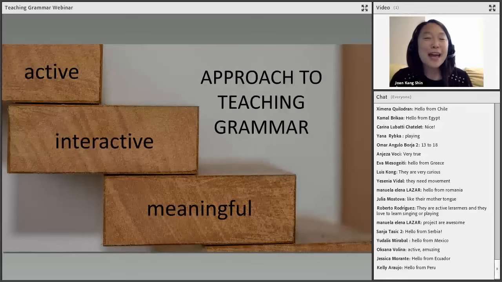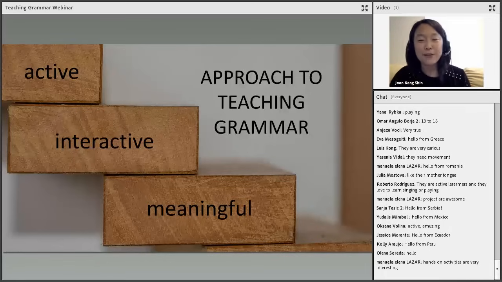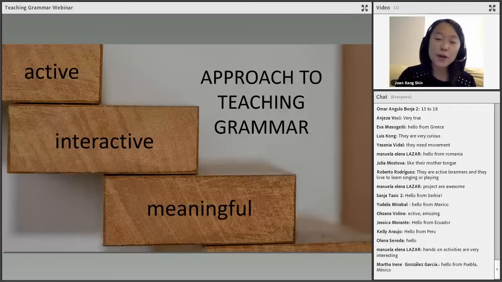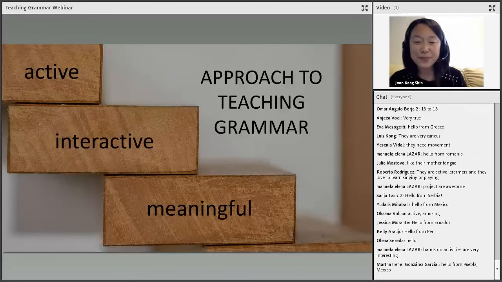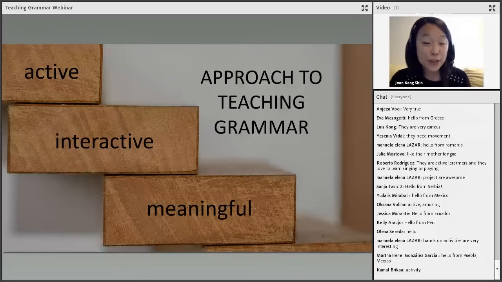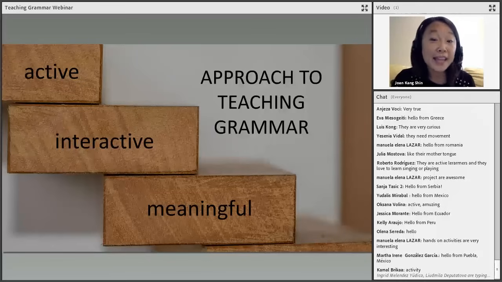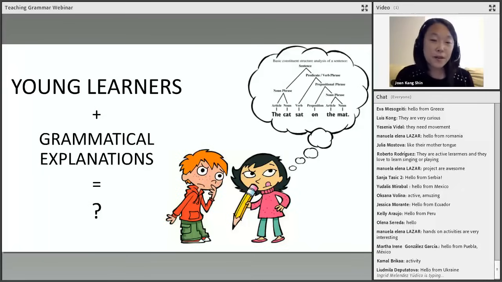With language, that means that the learners need to experience the language through lots of meaningful exposure and input. Right? So lots and lots of meaningful input. So children are also social learners, as we said, and language is all about communication. So your approach also needs to encourage interaction. And as we said, children learn by doing, so they need to use grammar and to be active participants in the lesson. All right, so that's the approach we should probably take when teaching grammar.